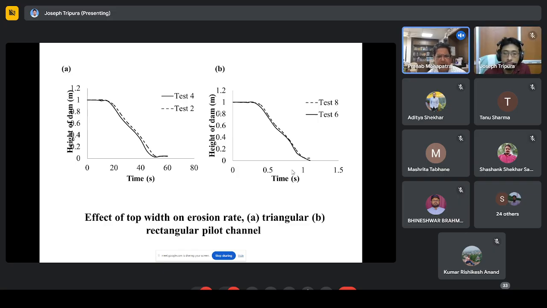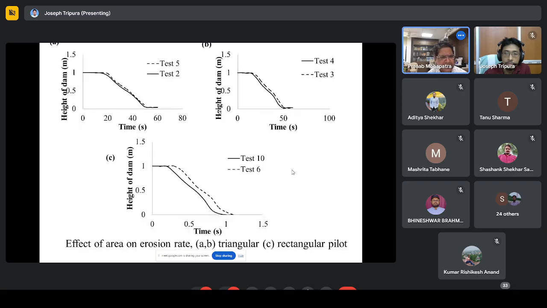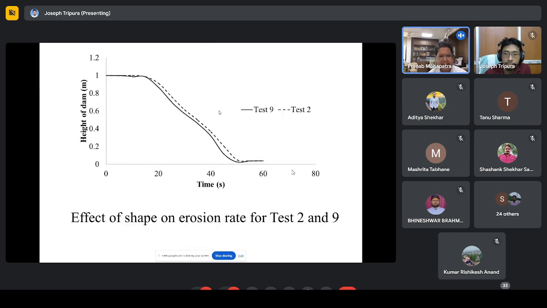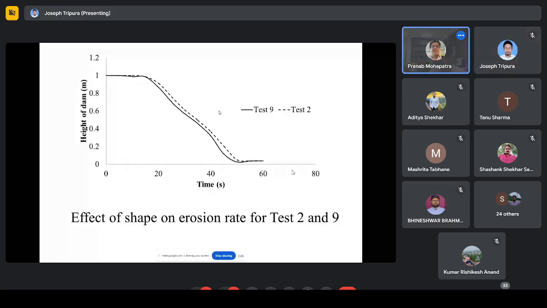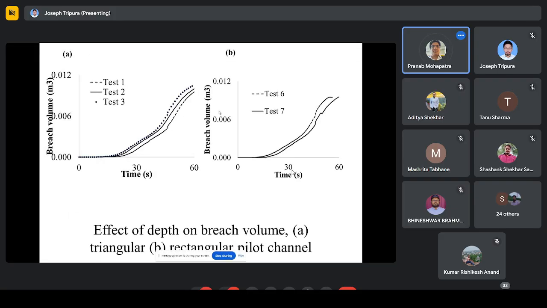Effect of top width on erosion rate. This is triangular and rectangular. Please go to the next. This is again the effect of area on erosion rate. And yes, please go to the next. This is the effect of shape on erosion rate. As I said, I am showing here only two, but it would have been more interesting to see more things. Let us go to the next slide.